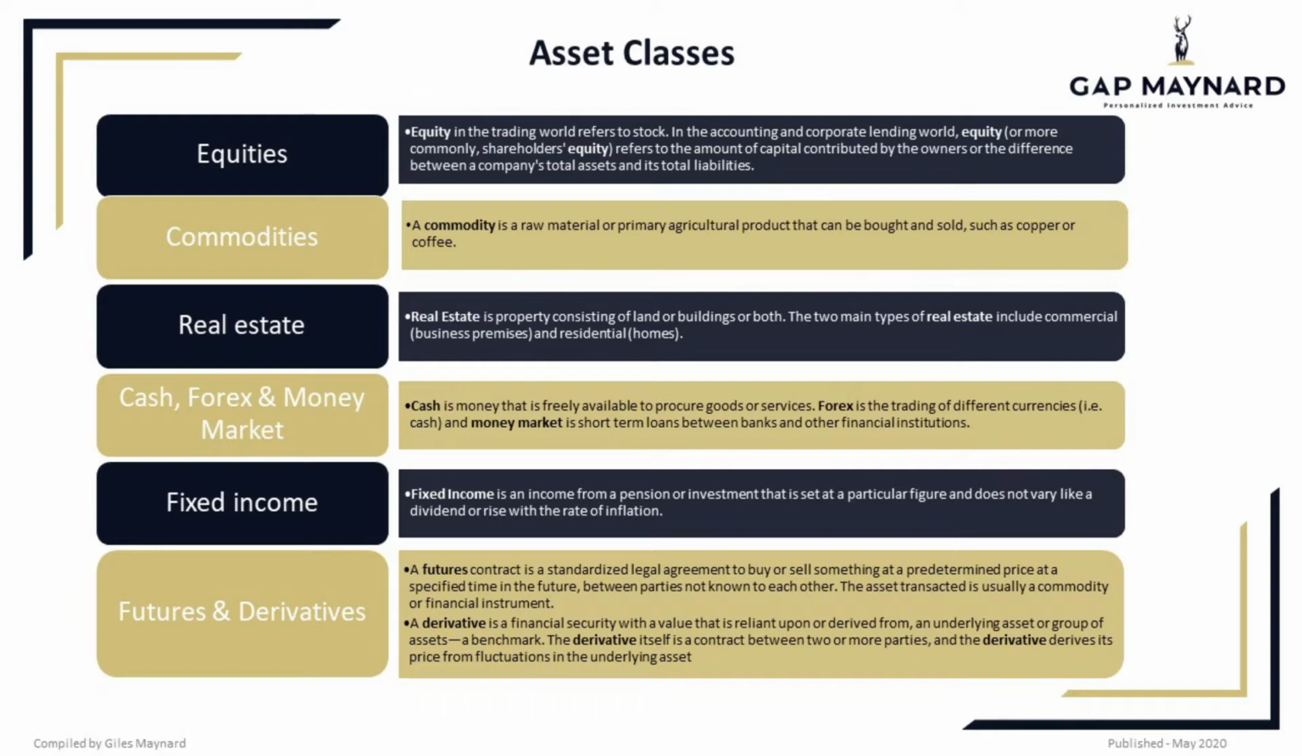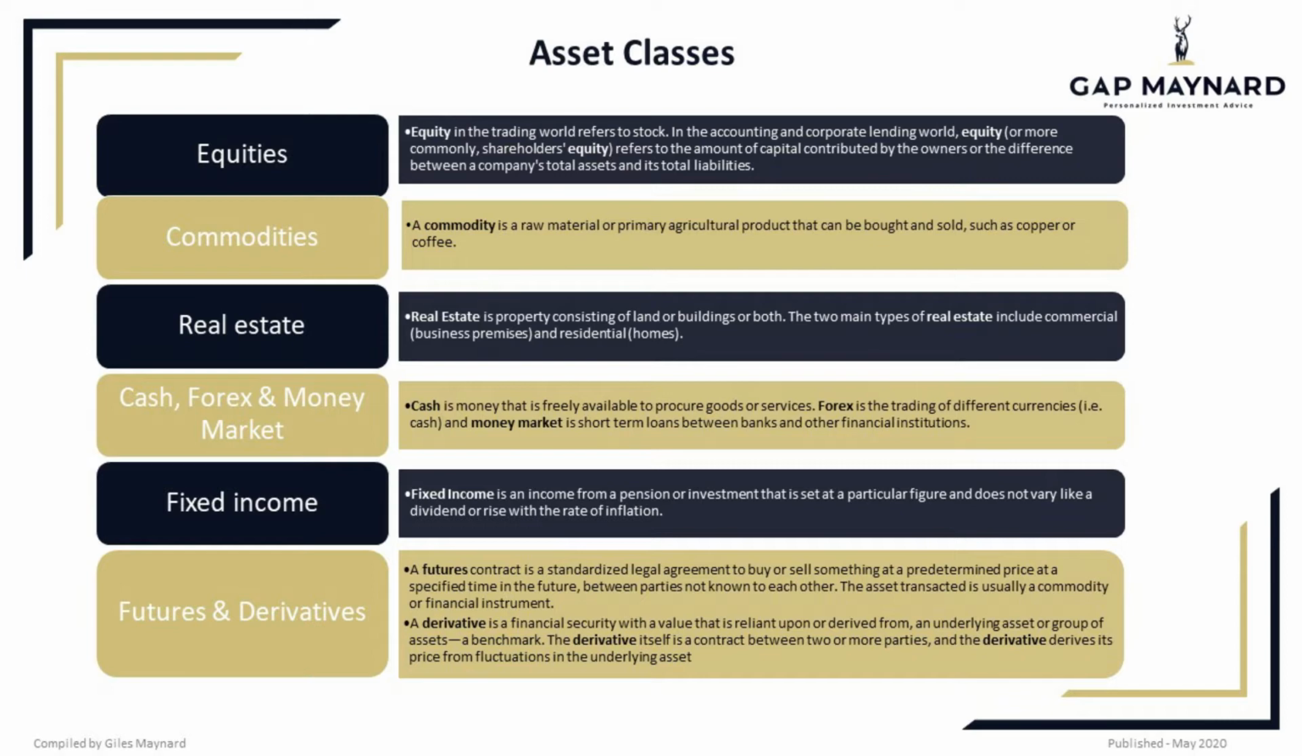The next asset class, cash, is cash, forex, and money market accounts. Cash is basically cash in the bank. Most people understand that. Forex is the trading of different currencies in cash. And money market is short-term loans between banks and other financial institutions. So cash, as I said, has the lowest risk rating. It's basically in a bank account, and your biggest risk is if the bank decides to fold. But other than that, it's not invested in markets, and you can go to a bank 9 times out of 10 and withdraw your money whenever you want.